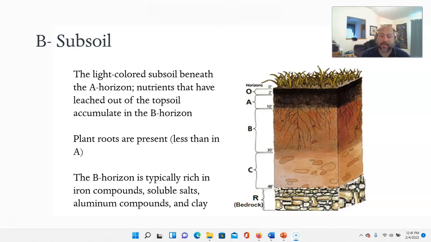The B horizon is typically rich in iron compounds, soluble salts, aluminum compounds, and clay. Because of the presence of those minerals and compounds in the soil, you're going to get a much lighter color as well. And especially with the iron compounds, because they're easily oxidized, you're going to get kind of a rust color in some places.